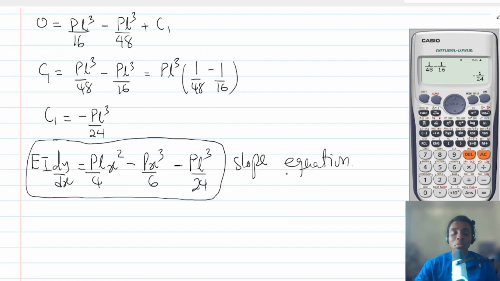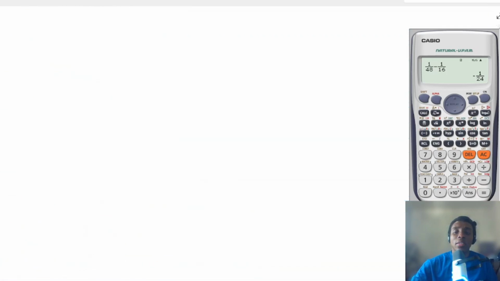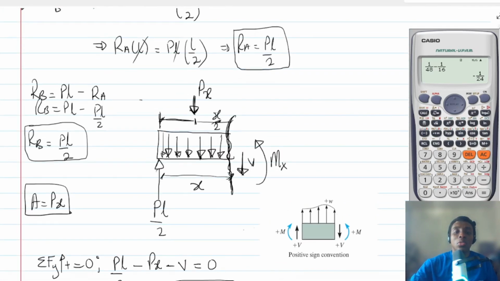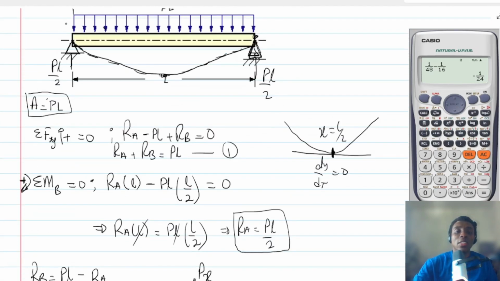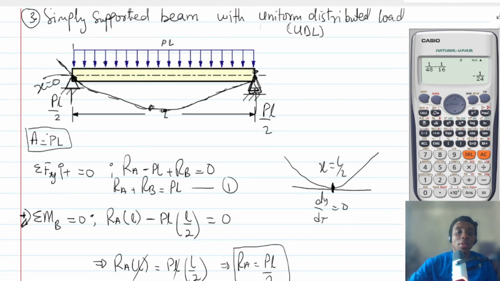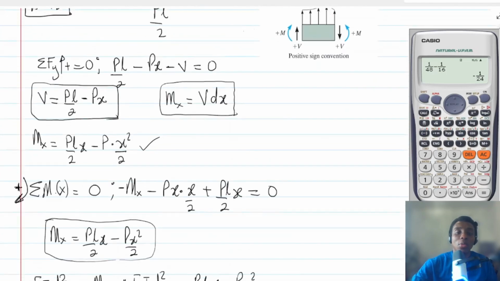Now that we have gotten our slope equation, let's try and find the maximum slope. Where would the maximum slope occur? What do you think? If you look at it carefully, the slope is coming from this way like this, and then it is coming to 0 like this. It means that the maximum slope might have occurred at x equals 0. So simply put, the maximum slope is occurring at x equals 0.